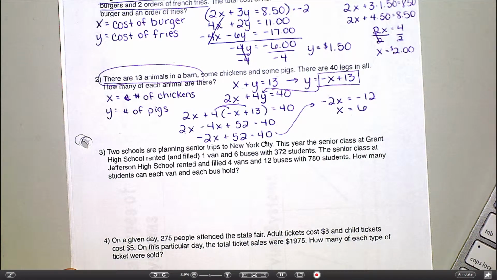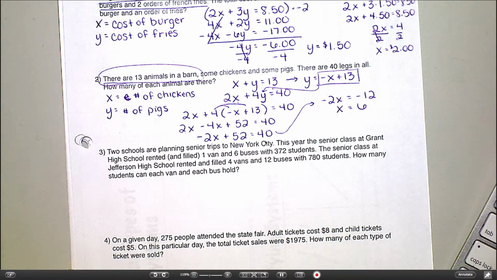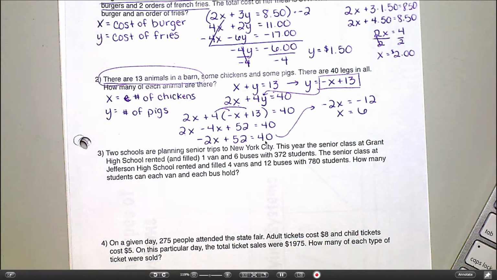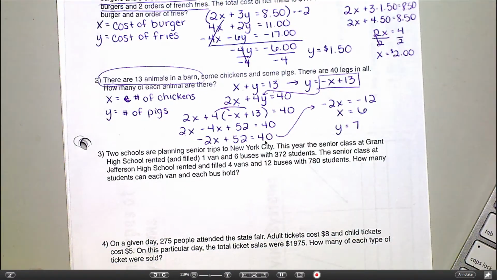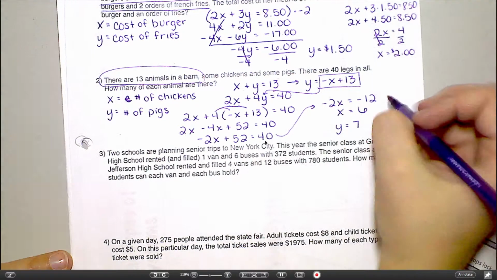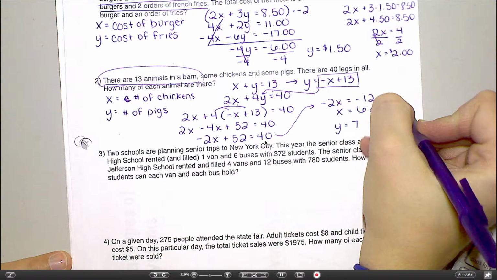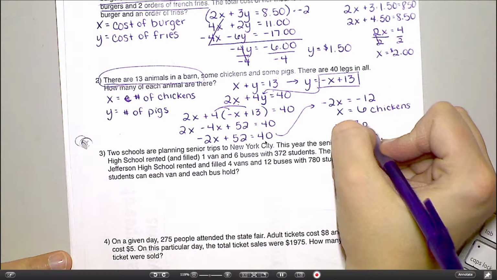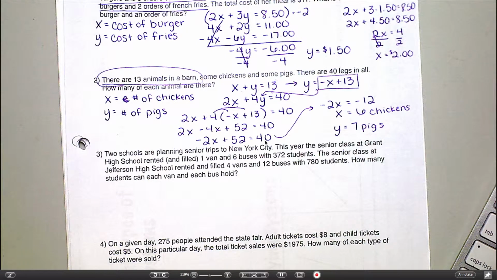But you don't need to write that out when it's easy and tiny like that, I don't care. Again, warning you that if you do write it out, at least I can give you partial credit. But I'm not going to worry about it too much. So X is 6 chickens. Y is 7 pigs.